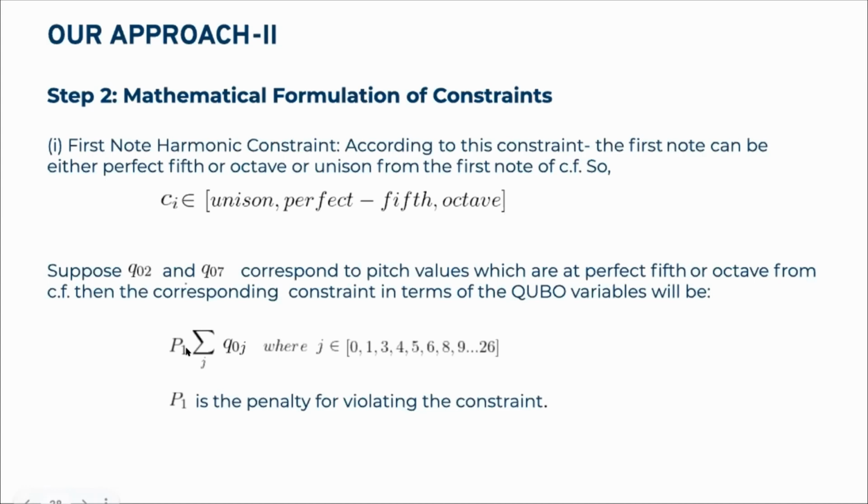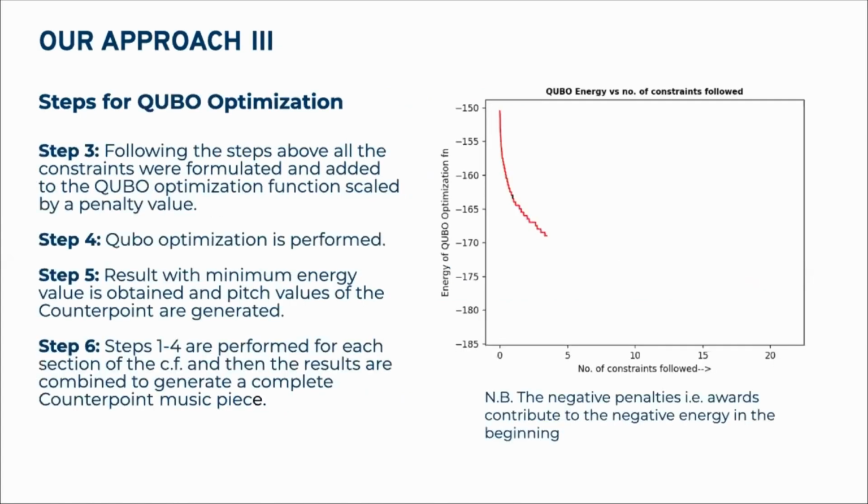Similarly, all the rules are modeled as some constraint for the QUBO optimization problem, and their specific penalty values are chosen. The selection of these penalty values is like feature selection of an optimization problem. So I set up the problem, run the QUBO optimization method. The minimum energy value solution corresponds to the counterpoint generated.